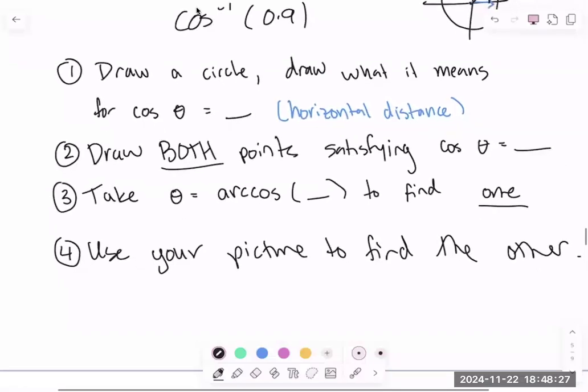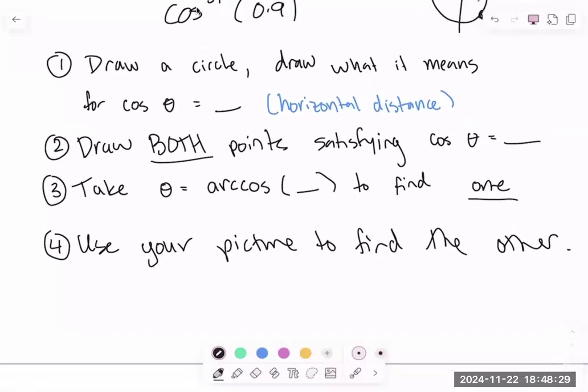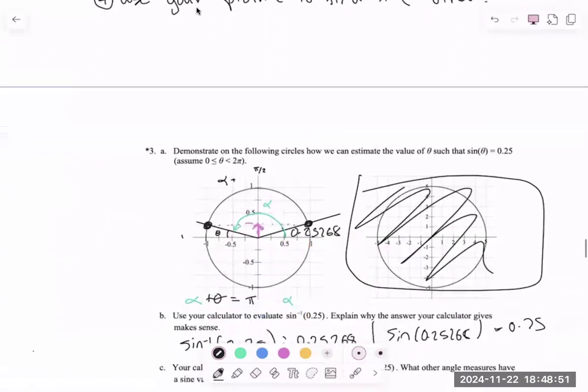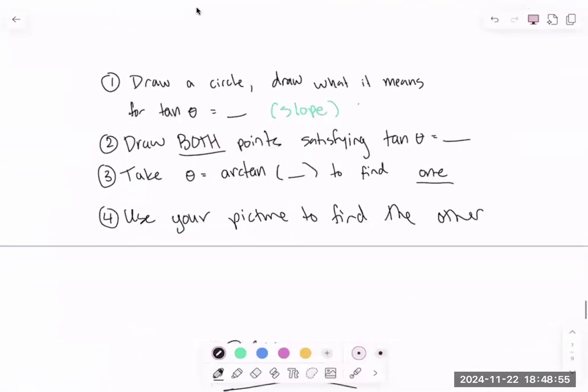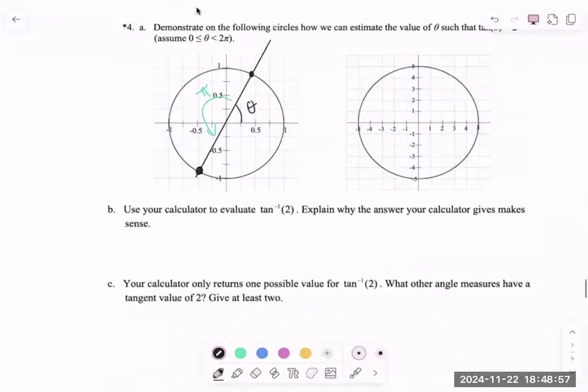But again, the general thing for all of these: draw a circle, draw what it means for cosine of theta or sine of theta or tangent of theta to equal whatever you're given. And then there are always going to be 2 points that satisfy that, so find both of them. Take your arccosine, your arcsine, your arctangent to find one of the angles, and then use your picture to find the other. So it depends on whether you have arcsine, arctangent, or arccosine. Again, look in your workbooks for this.